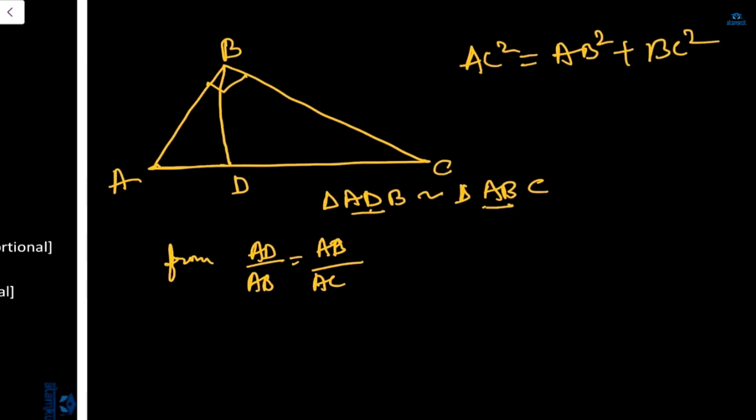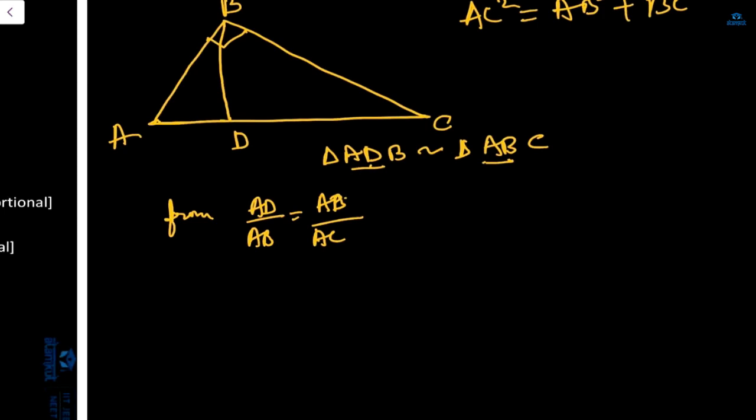Now AB by AC. This time this AB is of the smaller triangle. AB by AC. Now we got this since they are corresponding sides of the similar triangles. So from here, AB square is equal to AD into AC.